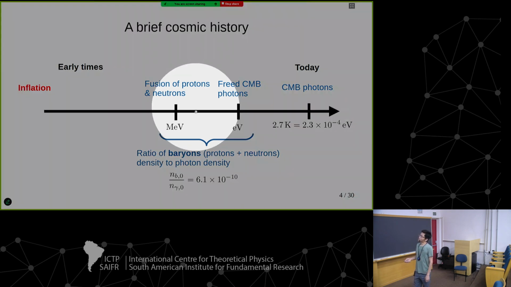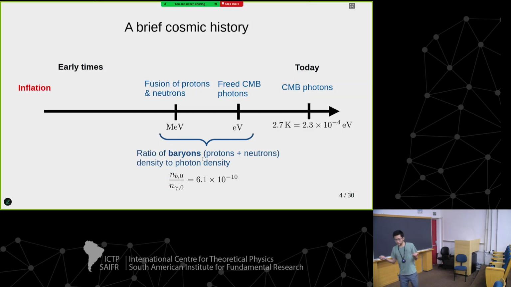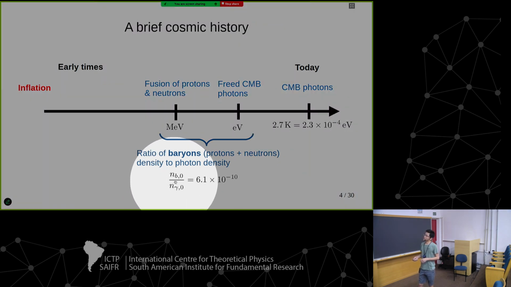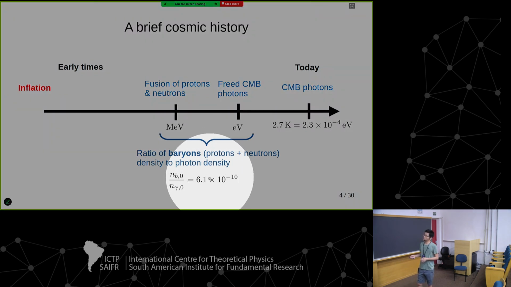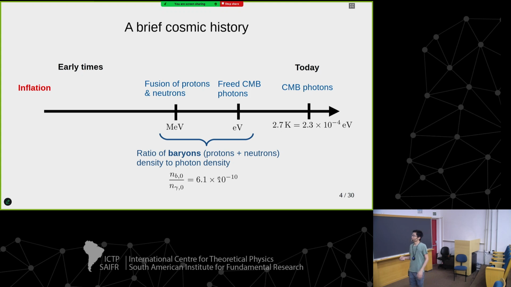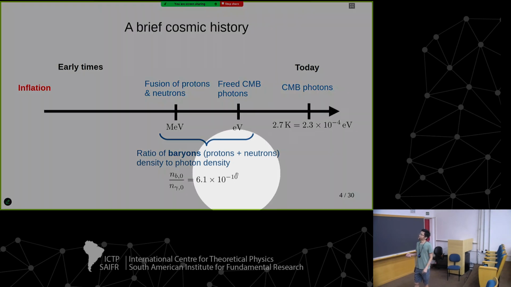And from here, we can measure from the observed deuterium abundance and the lithium-7, which is not very precise, and there's some tension. But basically from the deuterium and the helium-4, we know the number density of baryons in comparison with the photon density, which is a very small number, but it's big enough that we are all here.